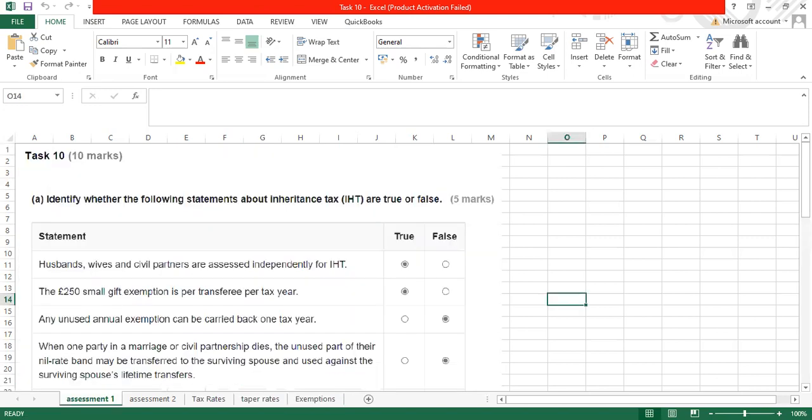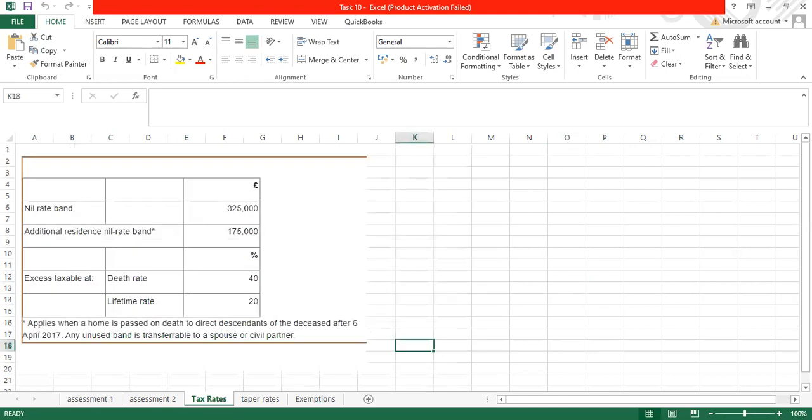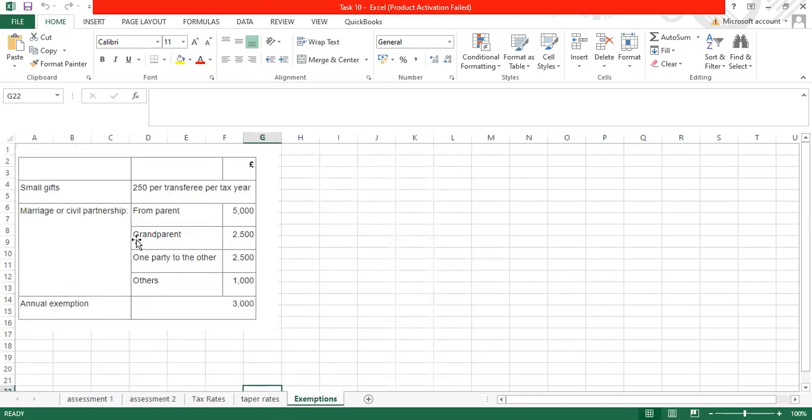So let's start our task number 10 from assessment number 1, and then we will look at task number 10 from assessment number 2. Identify whether the following statements about IHT, inheritance tax, are true or false. Husbands, wives, and civil partners are assessed independently for inheritance tax. It's true. The 250 pound small gift exemption is per transferee per tax year. Yes, it's true because we have seen the rules here. So 250 pounds per transferee per tax year is the small gift exemption.